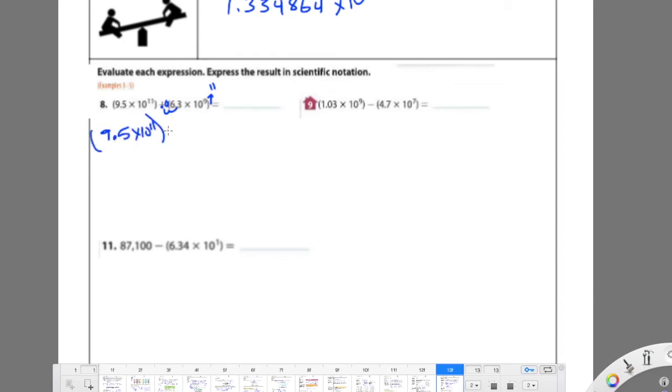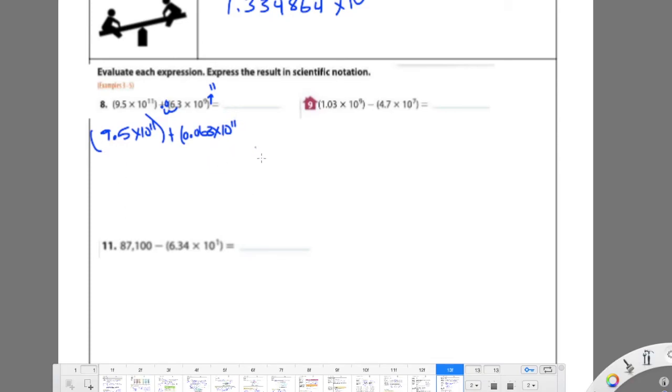plus 0.063 times 10 to the 11th. So I fixed them. Now these match. So all we have to do, I know it's going to be 10 to the 11th unless I have to fix that. That may come up where you have to move the decimals to make sure that that number out front is 1 to 9.